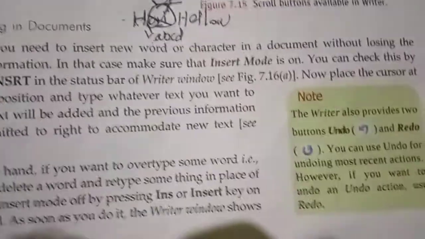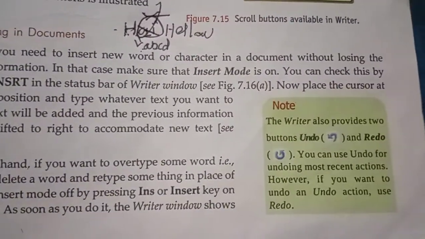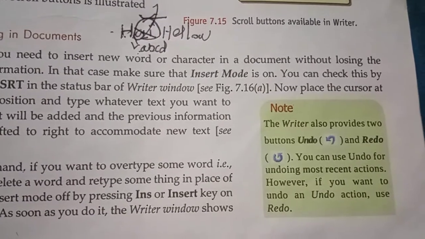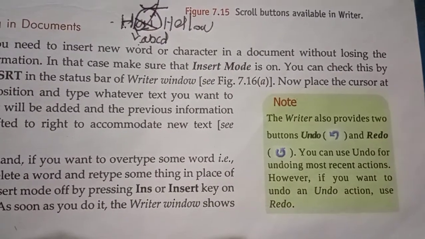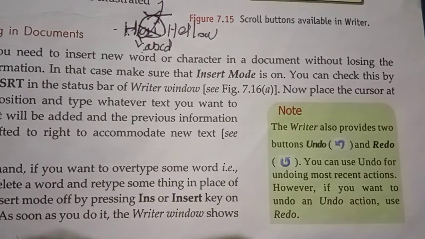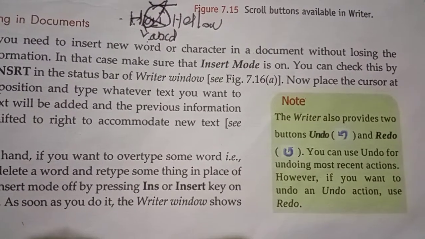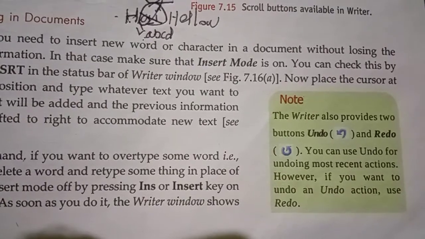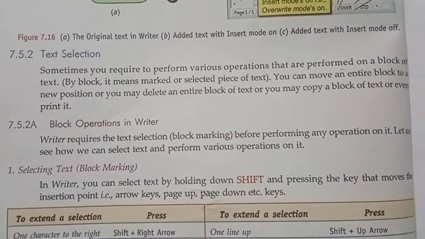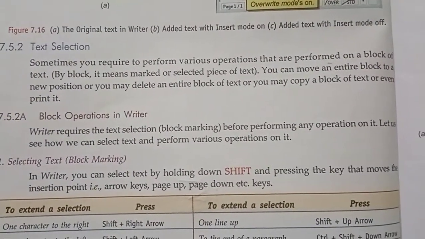So in Writer, the undo and redo buttons are here. Undo means undoing the recent action, and redo means redoing the undone action. So this is important: undo and redo. The next important topic is text selection.